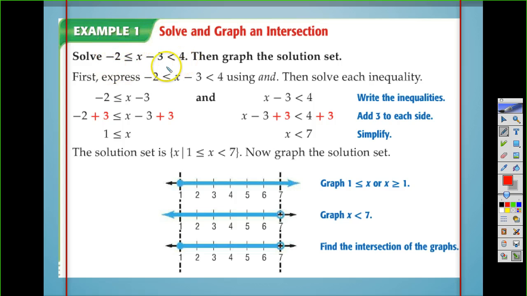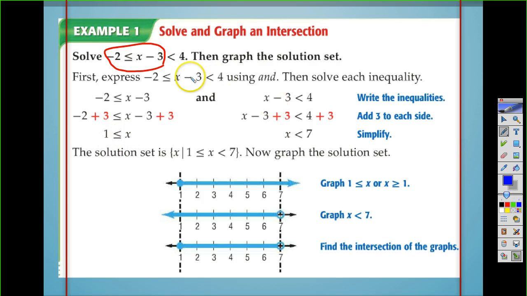We need to solve this for x. There's two ways you can do it. The first part, you can solve over here: -2 is less or equal to x minus 3. You would add 3 to each side, and you have x is greater or equal to 1. That's one part of it.